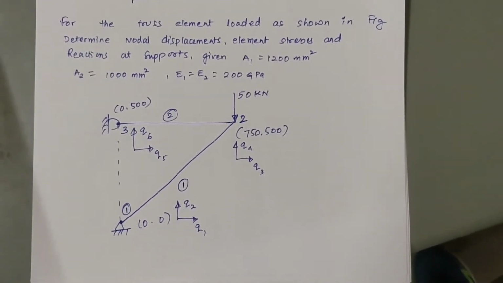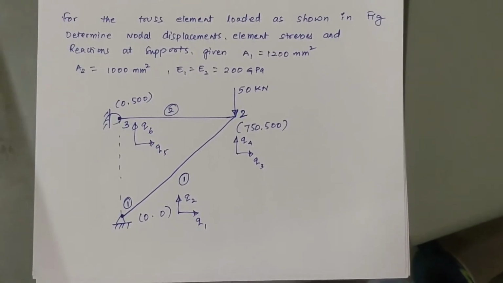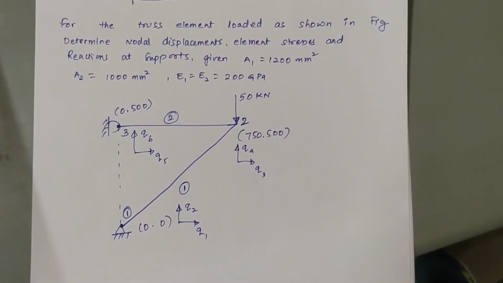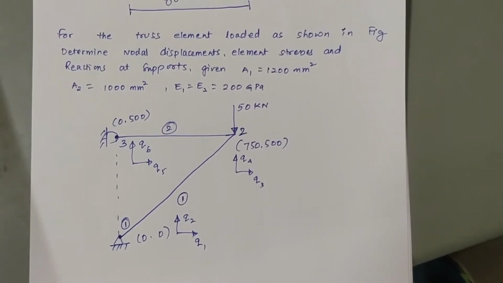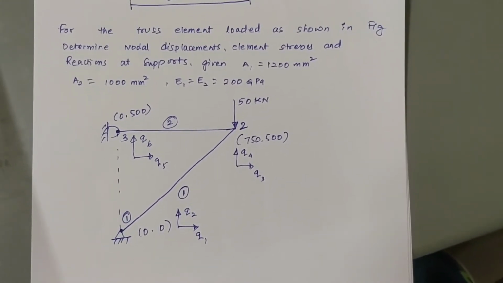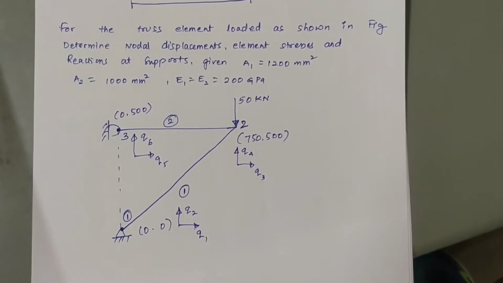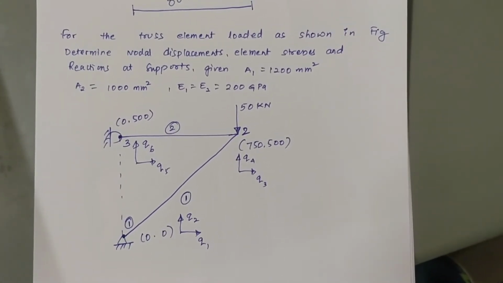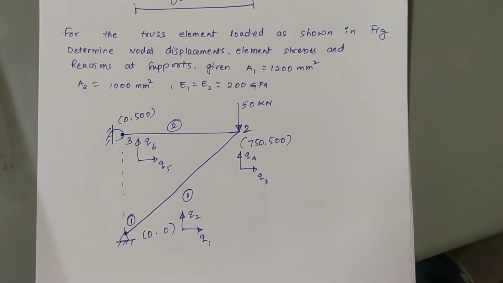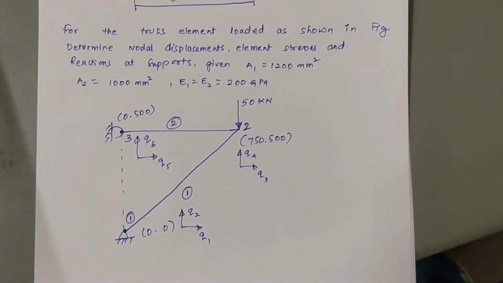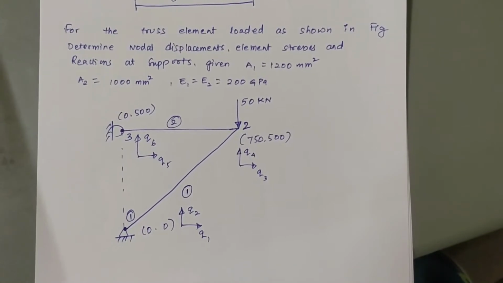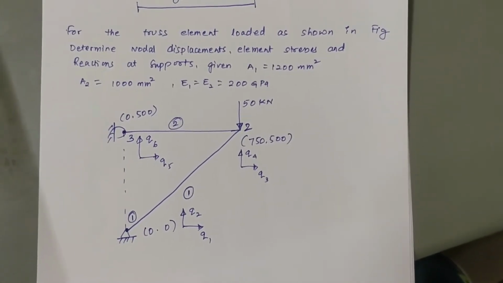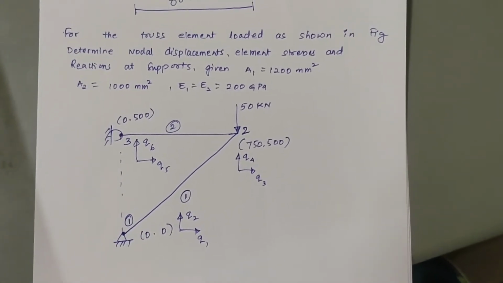So the given problem is: for the truss element loaded as shown in the figure, determine nodal displacements, element stresses, and reactions at the supports. Given the area of element 1 is 1200 mm square and the area of element 2 is 1000 mm square. Young's modulus for element 1 and element 2 is the same, which is 200 GPa, and the structure is loaded in the y direction at node 2 with 50 kilonewton.